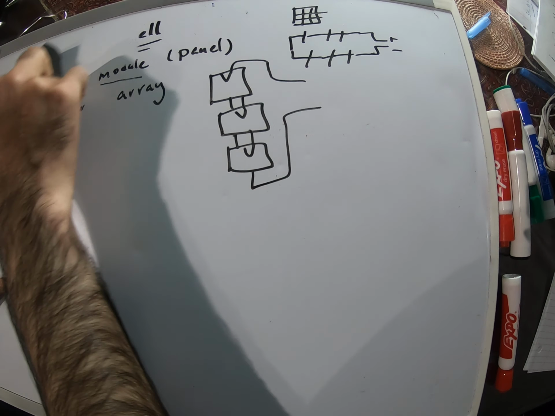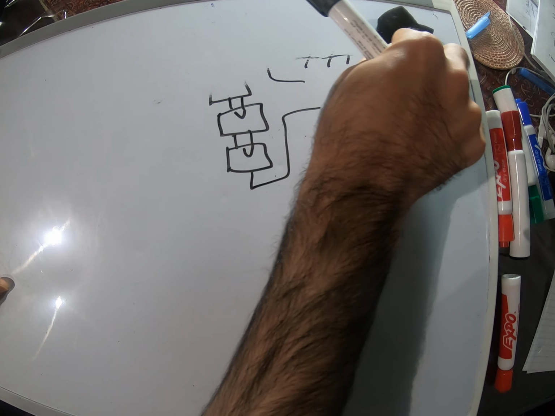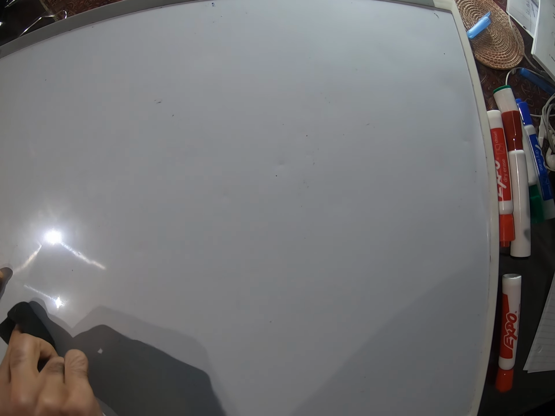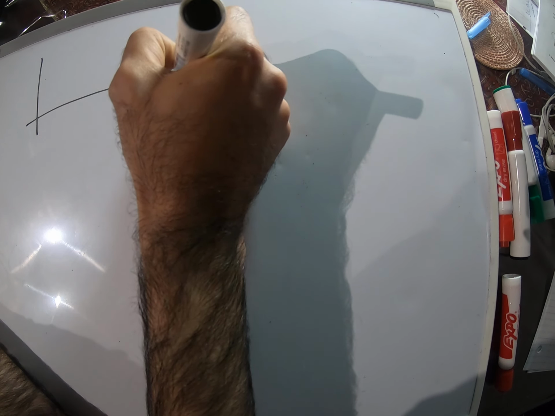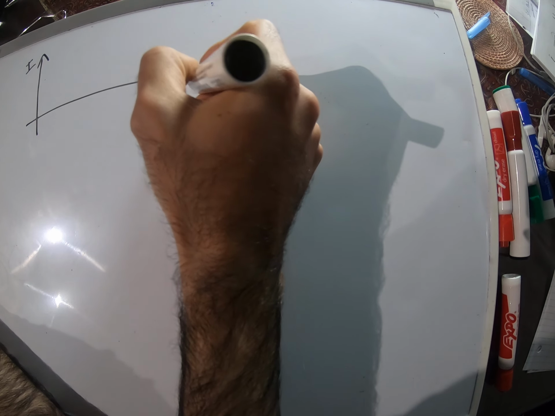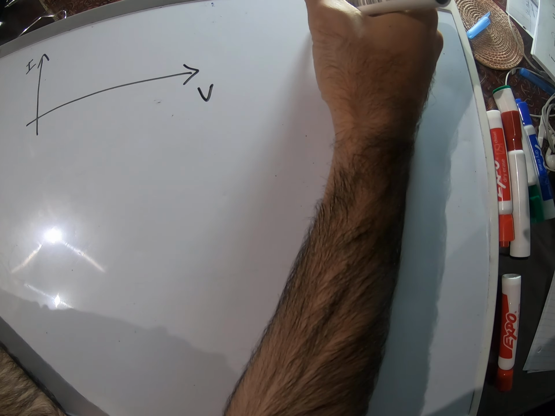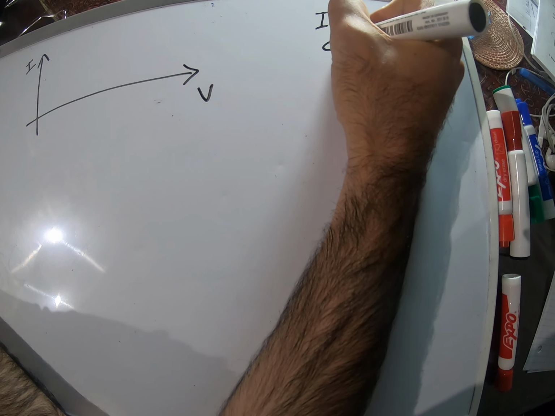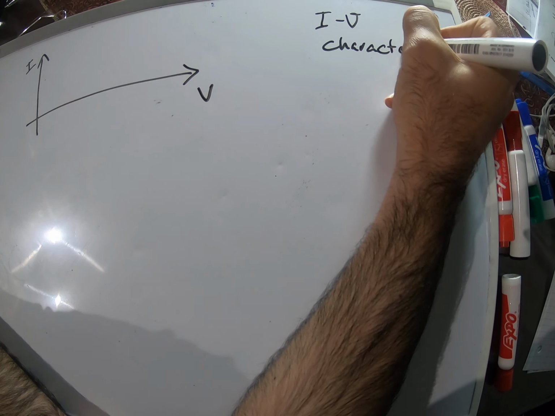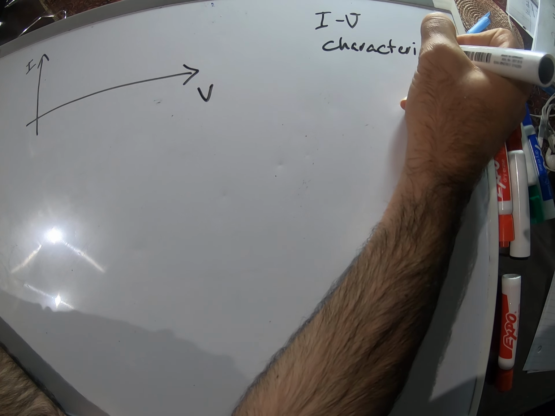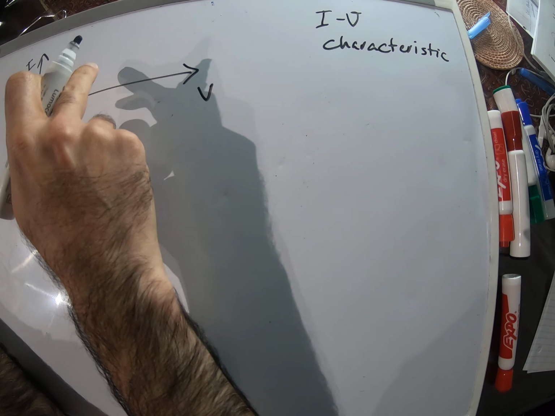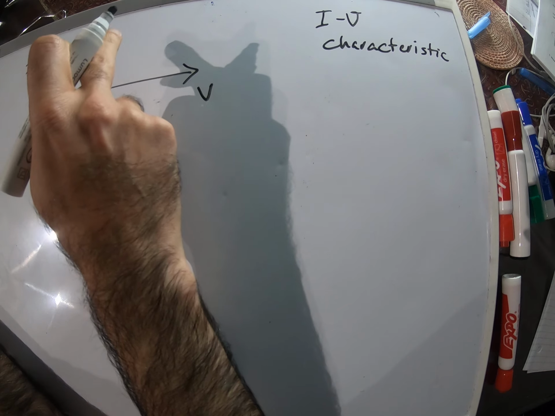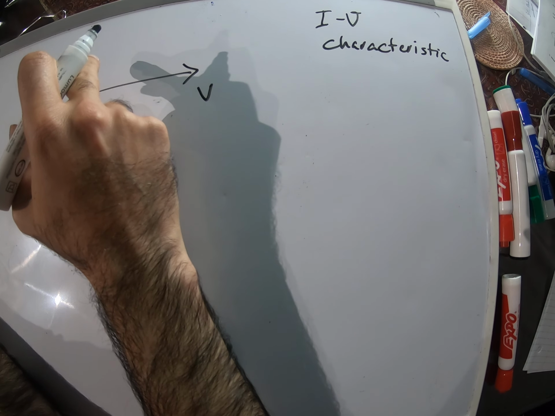Now, the next thing I want to talk about is one of the important characteristics of solar cells, solar panels, solar modules. Let's start with solar cell. We want to talk about the IV characteristic of a solar cell. I'm gonna focus on the IV characteristic of a solar cell, but it's gonna be almost the same for solar panels and solar arrays.